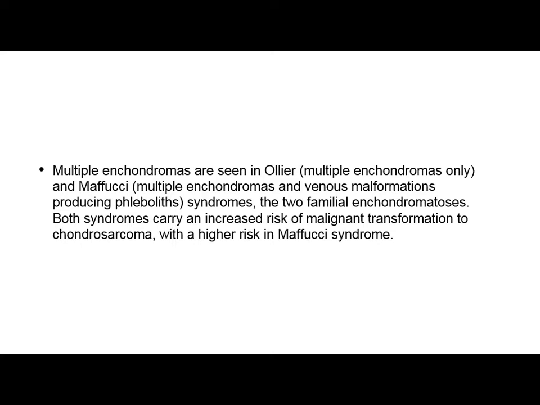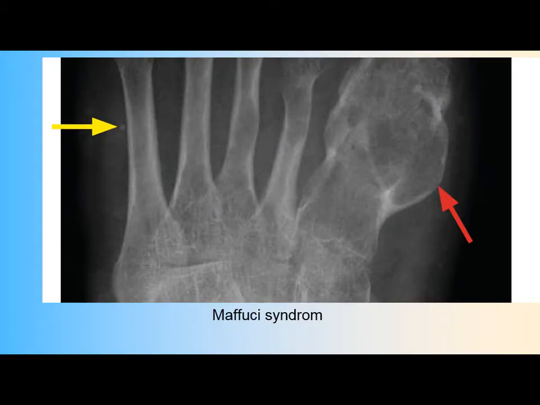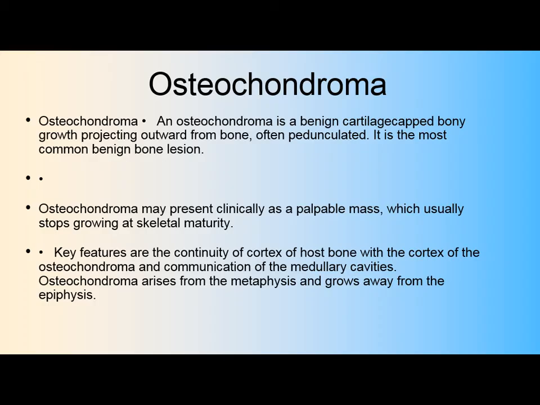Normally enchondroma rarely has malignant transformation, but when it is multiple in these syndromes, it has a higher risk for malignant transformation. This is the phleboliths, what is in the red arrow, and this is enchondroma. The red arrow is enchondroma, and the yellow is phleboliths.